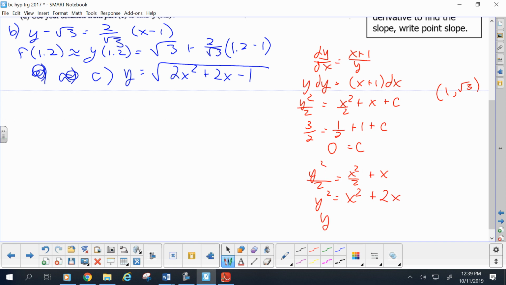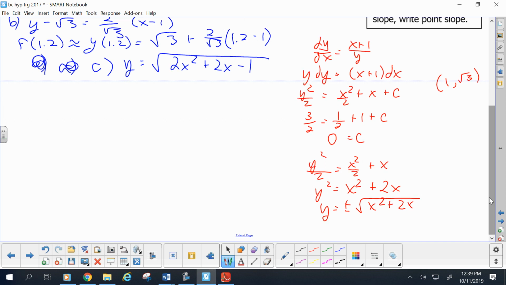Yes. So y is plus or minus the square root of x squared plus 2x. Positive. But we choose positive. In other words, for this to happen, we choose positive. And so it's x squared plus 2x, square rooted. Is that what you have? Yes. Oh, sorry, you're doing great. Good job. I'm doing bad.